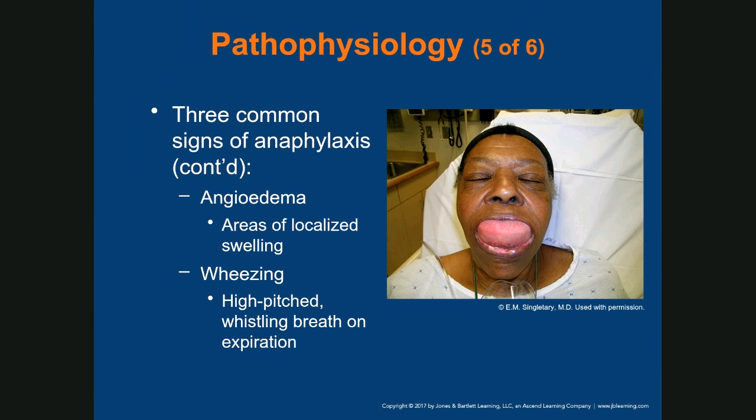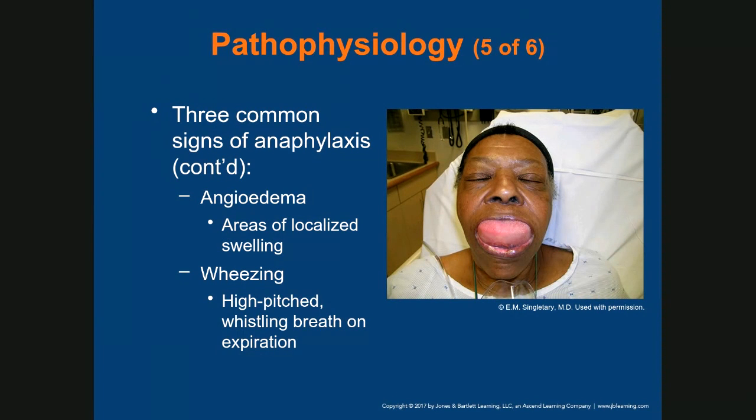Angioedema, areas of localized swelling, so facial swelling, the tongue can swell up, and there's a particular blood pressure medication that can cause this. What is that medication again? ACE inhibitors, right? So ACE inhibitors can cause serious angioedema.